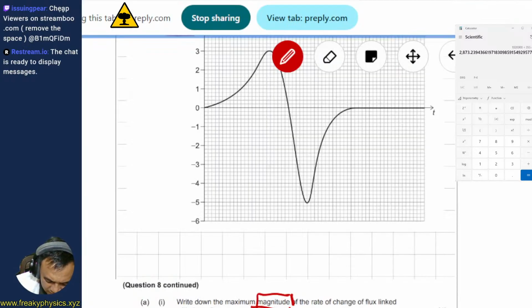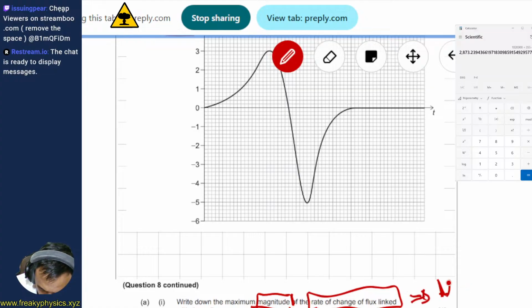There's actually supposed to be a negative n here, but this part here, the rate of change in flux linked, in symbol form is the n delta phi over delta t. So in other words, this question is basically asking for maximum EMF. So all you have to do is read.